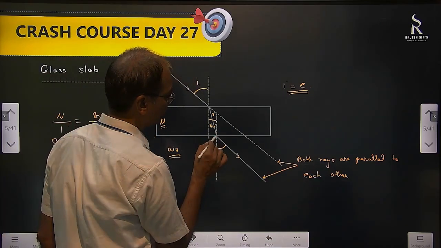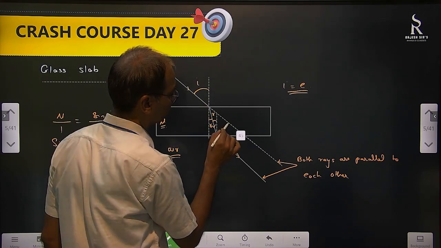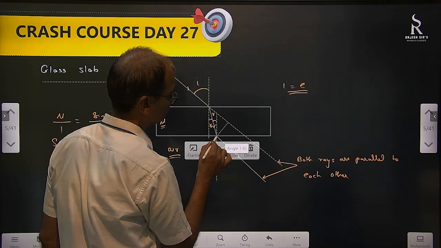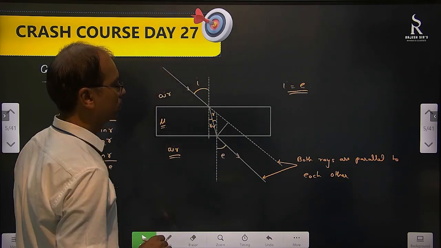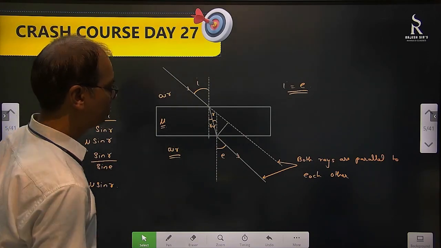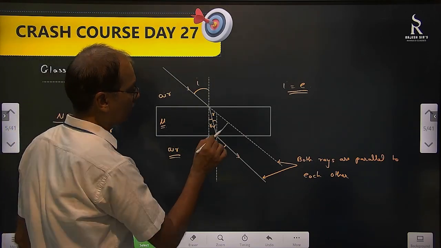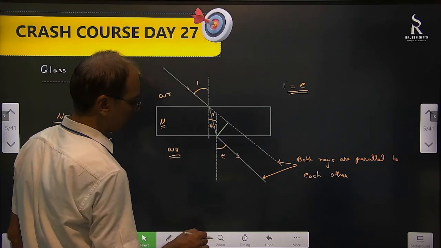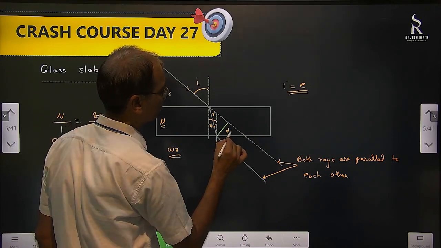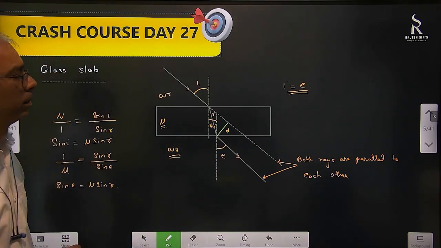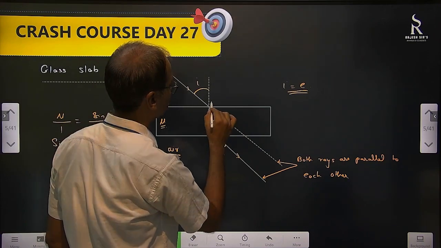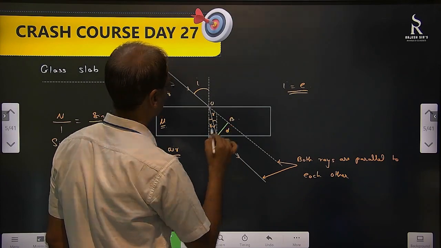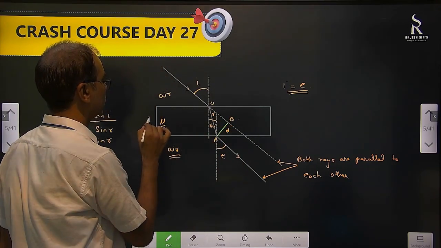So from here, let's put a perpendicular on that one. Now this is what we are going to find. What is this perpendicular distance? That we are calling the lateral shift. Let's assume that that is D. Let's name it: this is O, this is A, this is B, and the thickness of the slab, let's say, is T.